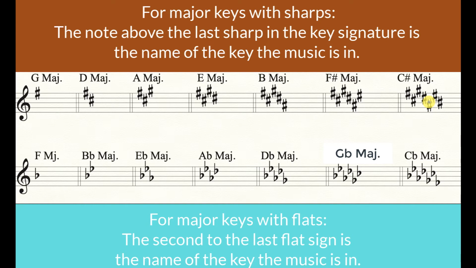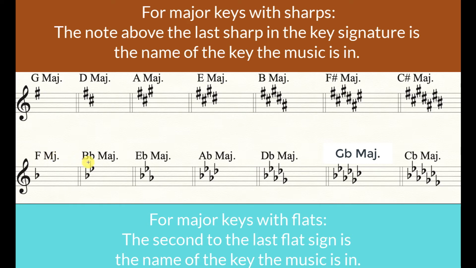Now, let's take a look at the keys with flats. When there's 1 flat, you have to remember F major. Okay? Just memorize this one. Okay? 1 B flat key signature is F major.